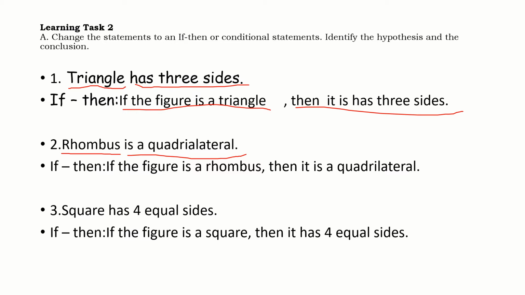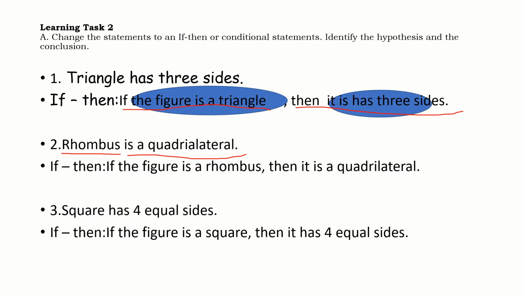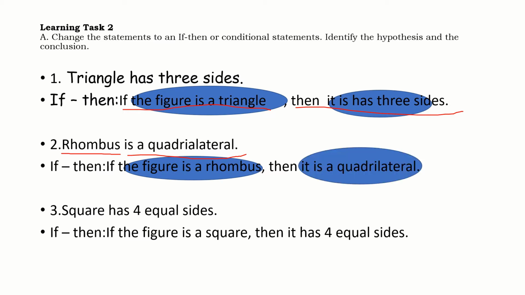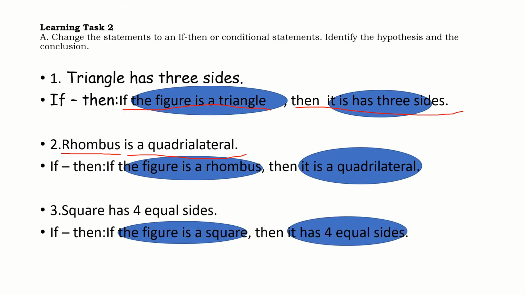Let us have now the hypothesis and the conclusion. Our hypothesis here, the figure is a triangle, and our conclusion, has 3 sides. For number 2, our hypothesis, the figure is a rhombus, and our conclusion, it is a quadrilateral. Number 3, the figure is a square, and it has 4 equal sides is the conclusion.